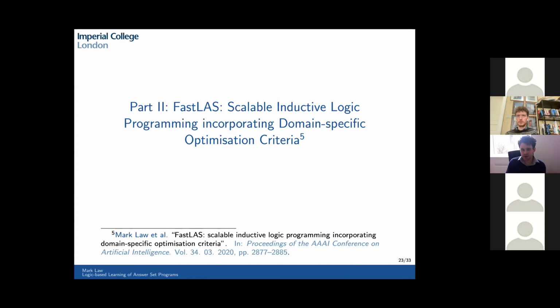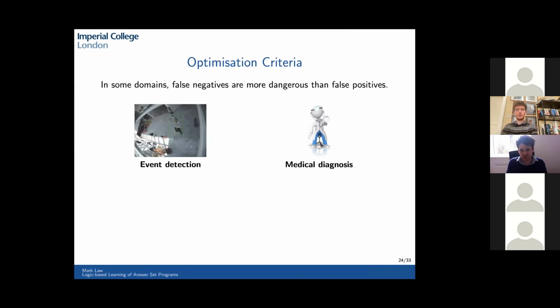Okay, so now this second approach that I'm going to go over is aimed at dealing with that bottleneck with respect to the hypothesis space. So there's 2 aspects to this system. One is the increased scalability with respect to the hypothesis space, and the second is that it's able to incorporate a notion of domain-specific optimization criteria. So I'm going to go into more details on the optimization criteria now.